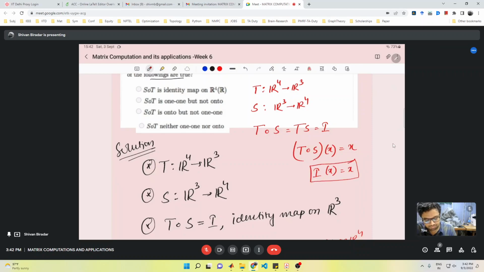So T composition S is an identity map on x, which means that when you operate a transformation I, where I is 1 0 0, 0 1 0, 0 0 1, this would be your identity matrix.